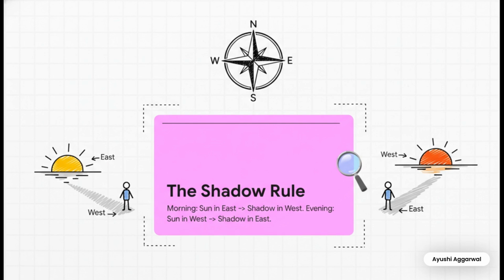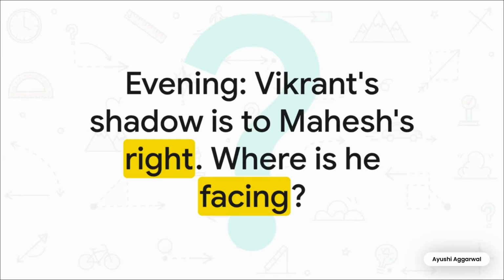In the morning, the sun is in the east, so your shadow will always be in the opposite direction. That's west. In the evening, the sun is in the west, so your shadow falls in the east. Memorize this slide. This is the key that unlocks all shadow-based problems. So let's apply this rule to a real problem. It's evening time. Vikrant's shadow is falling to the right of Mahesh. So which direction is Mahesh facing?